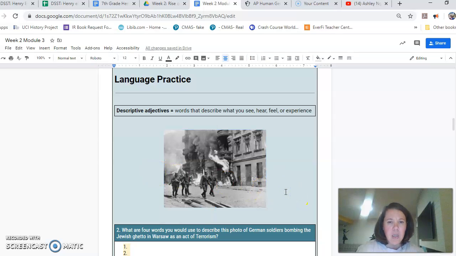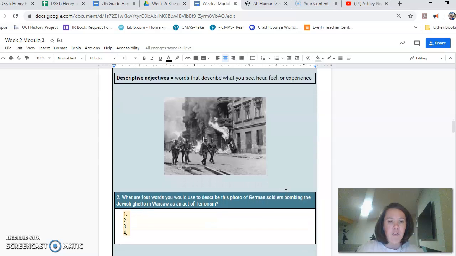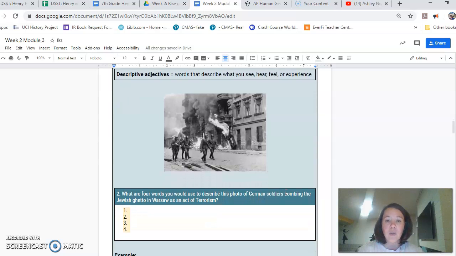Okay. So we're looking at this image here. What are 4 words you would use to describe the photo of German soldiers bombing the Jewish ghetto in Warsaw as an act of terrorism. So if you're looking at these soldiers, what do you see, hear, feel, and experience? It could be you feel the heat of the flames. It could be that you hear the marching of the boots on the street, the cobblestone streets. What are 4 descriptive words you can use to describe this? It can also be a group of words.